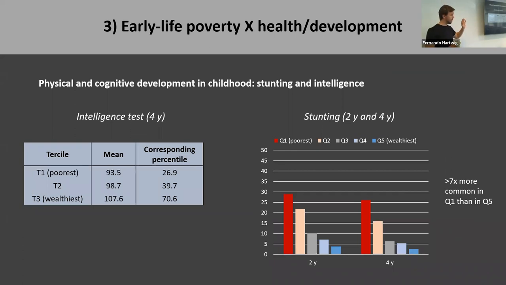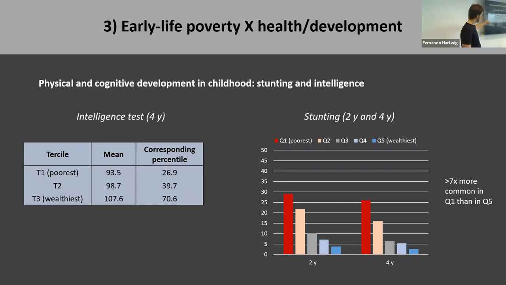So now we're done with comparing cohorts. Now let's focus on the 82 cohort because it's the oldest cohort. So we can look at things from infancy to adulthood. In this slide, I'm showing measures of physical and cognitive development in childhood. In terms of cognitive development, I have this intelligence test applied when the individuals were 4 years of age. And here, I'm just looking at the average value of this test among different groups of the population. So comparing the poorest, the mid group, and the wealthiest.